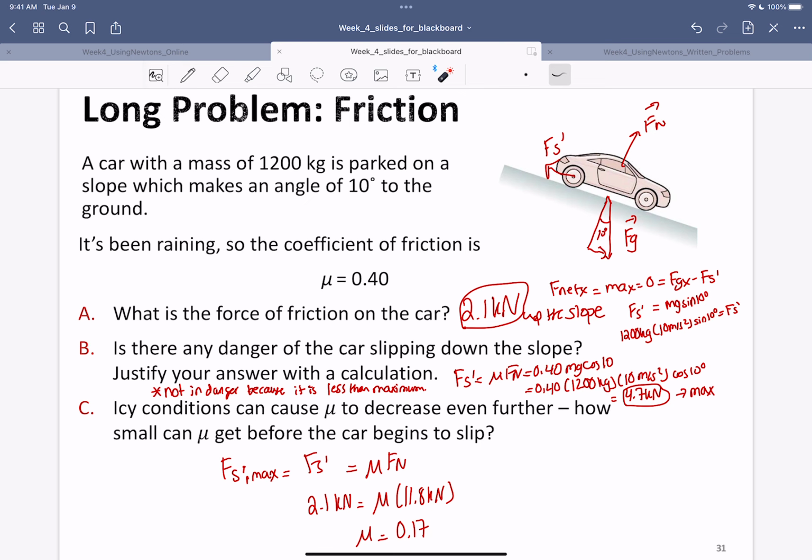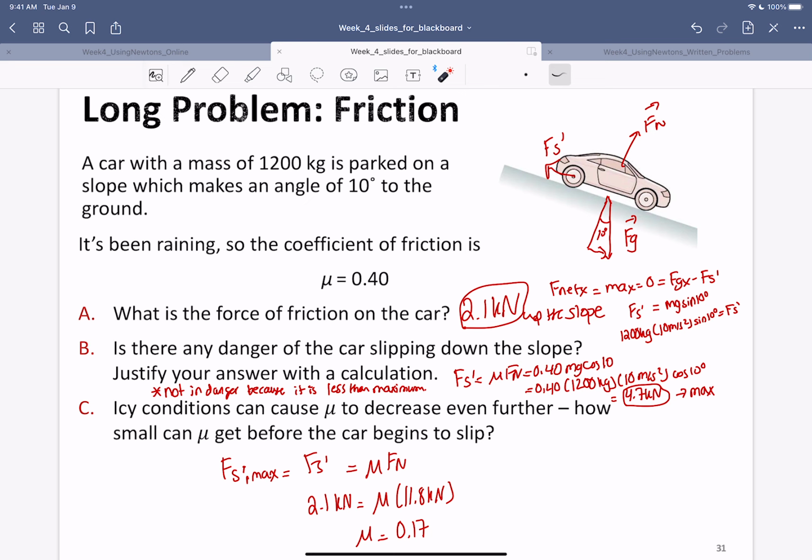Yeah, because in this case we're concerned with what's actually going on, because we just know that the car is parked. There's no indication yet, based on what's given to us so far, that the car is about to slip. The only time we use that equation, like I said, the Fs max, is if the car is indicated that it's about to slip, or if that box is indicated that it's about to slip, right? So that's the idea there, right?